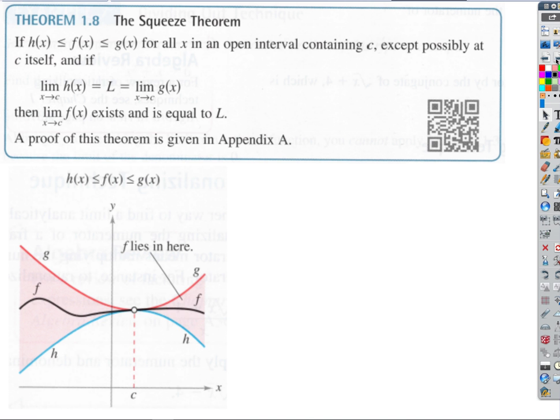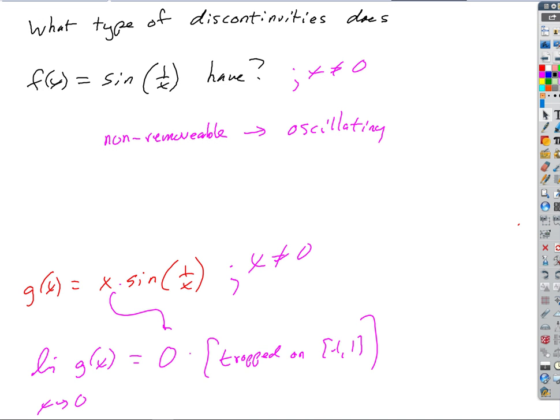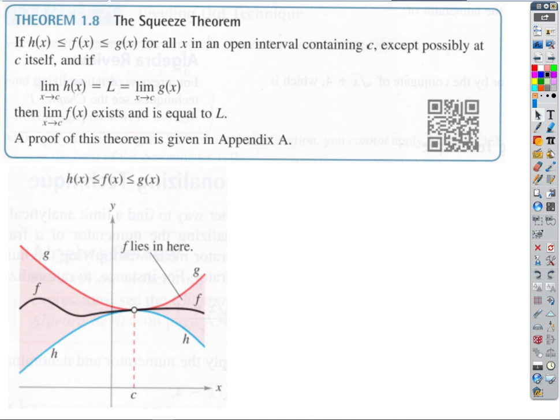So if we go back to this example right here, could we invoke that theorem? If g of x is, in this case, let's make it f of x. Let's go to the next page and we'll make it f of x. So if the in-between one, the sandwiched function, is f of x equals x times sine of 1 over x.